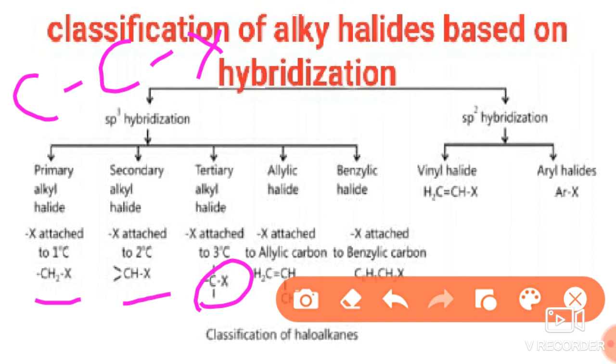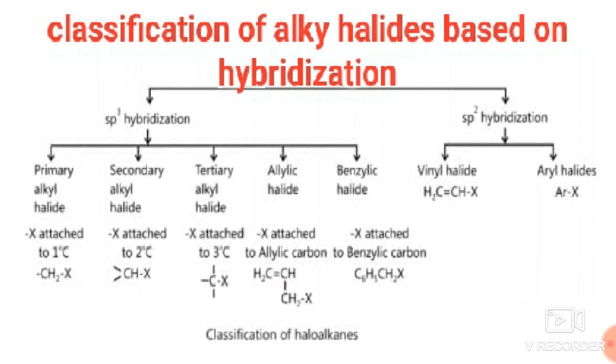And the last one is benzyl halide. Here the halogen atom is attached adjacent to the benzene ring, then it is called a benzyl halide. It is also called aryl alkyl halide. The best example is benzyl halide, that is C6H5CH2X.